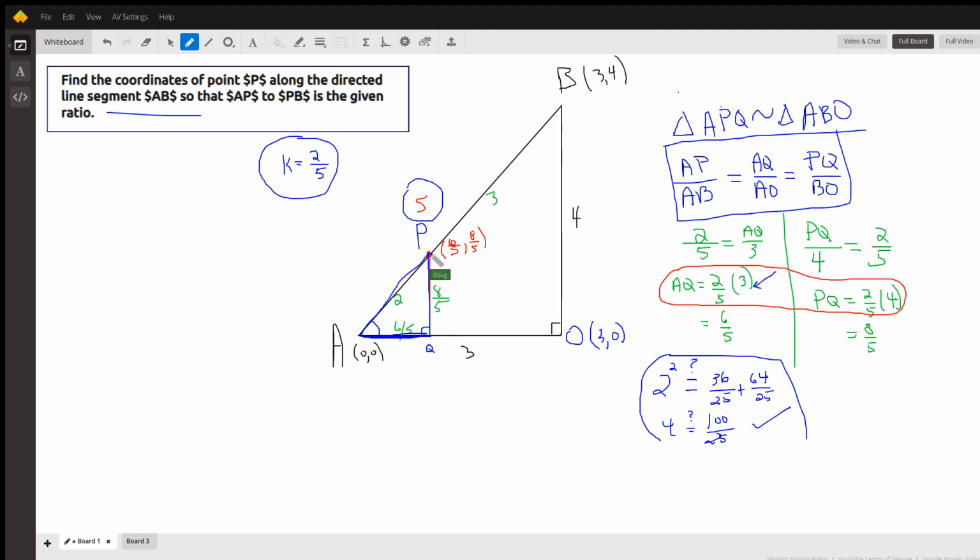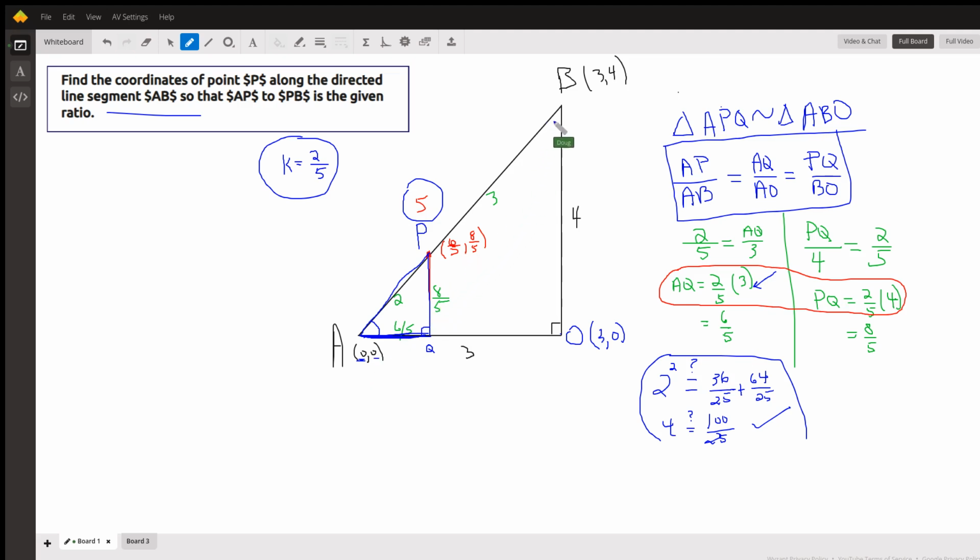The question is, what are the coordinates of point P? Well, I have to add on this distance to the x coordinate of point A. So I'm going from A towards B. That means the x coordinate of point P is larger than the x coordinate of point A. And similarly, add 8/5 to 0, and I get to here.